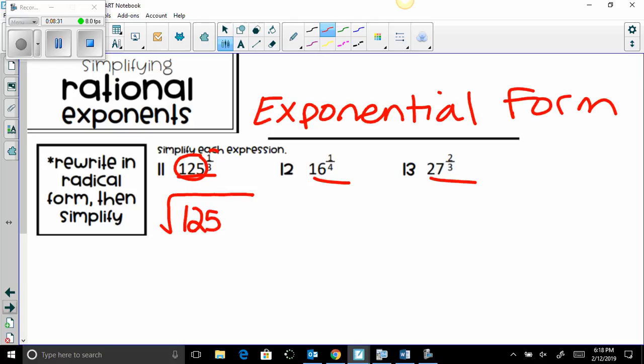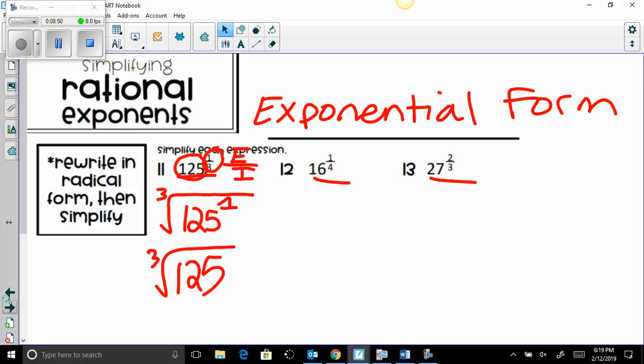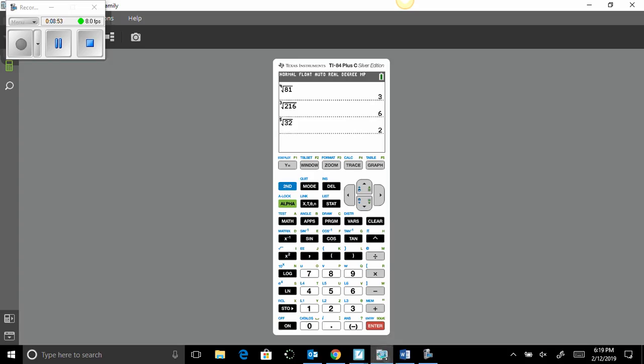Remember, this exponent is exponent divided by index. So the exponent on your radicand is 1, and the index out front of your radical is 3. Do I necessarily have to have the 1 there? No, I could just have the cube root of 125. If you don't know that answer, go ahead and put it in the calculator because it says simplify. You don't have to worry about simplifying it. Hit math, number 4 for cube root. What number times itself 3 times gives me 125? And my answer is 5.